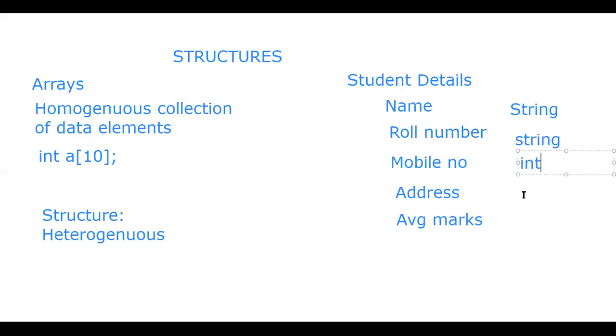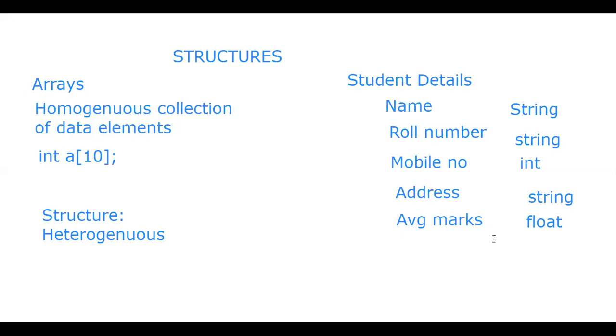Address can be a string, right? And average marks will be of the data type float. Similarly, you may have any example wherein the details are all of different data types. If we want to store one student's details, the details are of different data types. We cannot declare a student array and store all of them in that array, because an array is homogeneous. All these are different data types, so we cannot store heterogeneous data in an array.